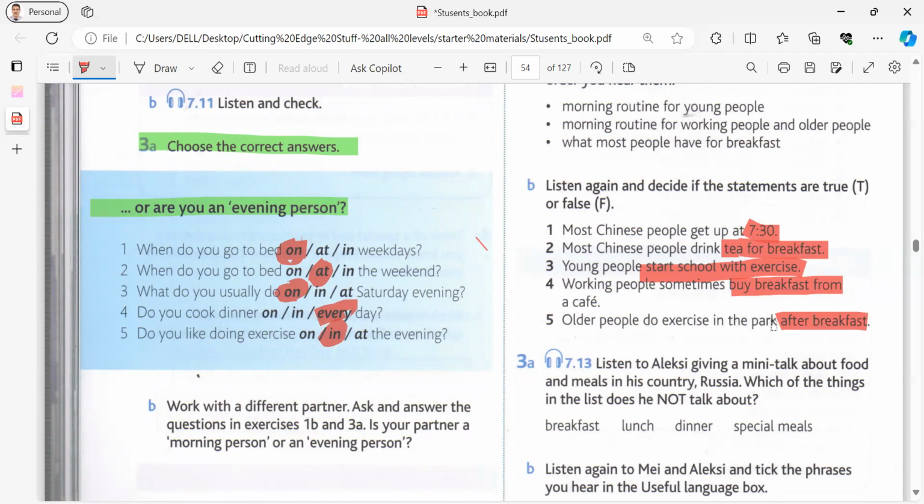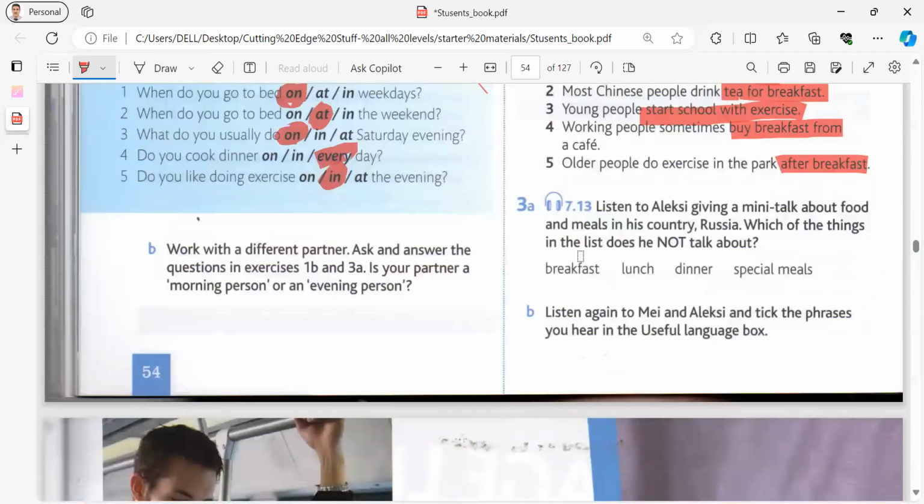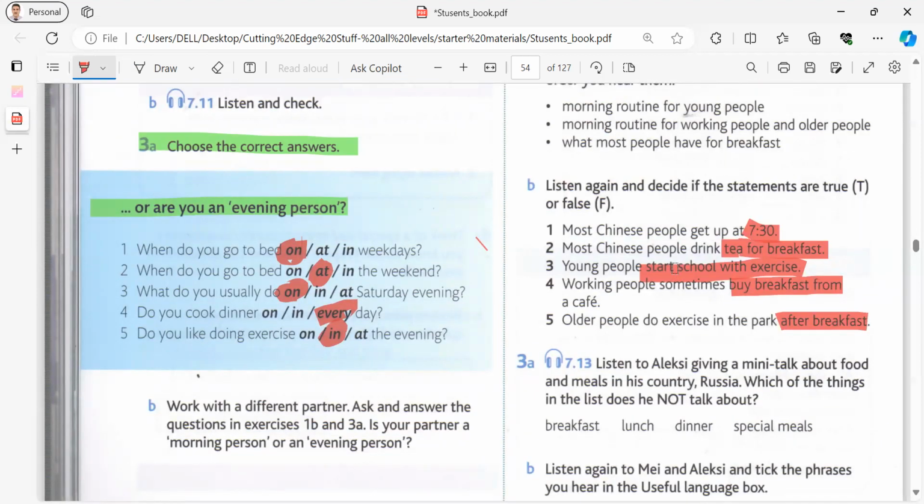Okay. Ready, shabab? Ready. Here. Number 1, true or false? Most Chinese people get up at 7. False. Right? Do you agree, ya Sultan? Yes. Number 2, most Chinese people drink tea for breakfast. False. They don't drink anything for breakfast.